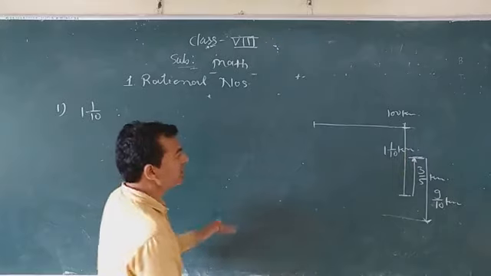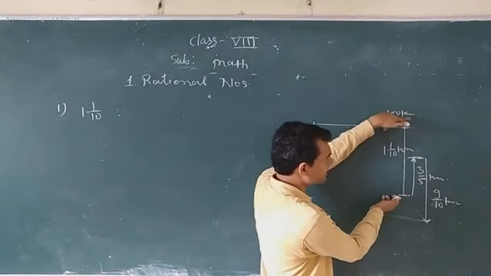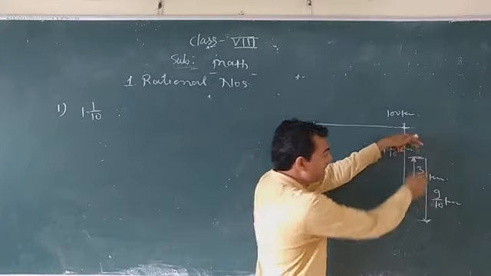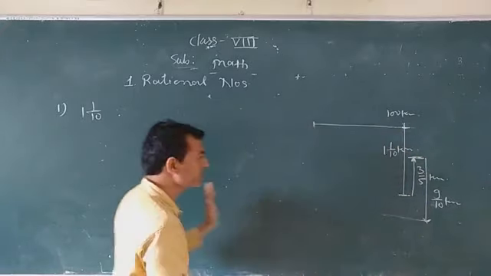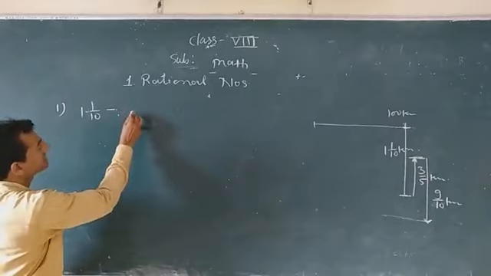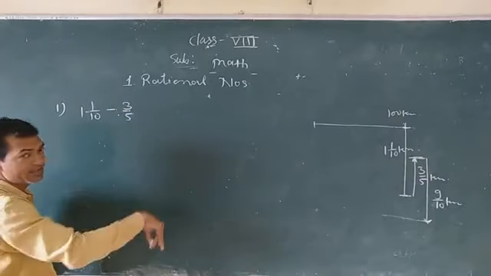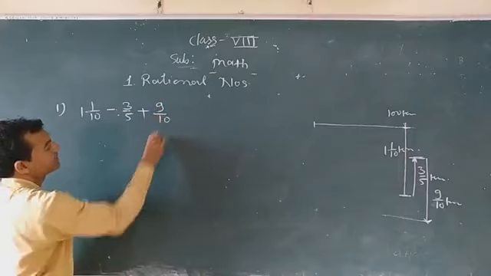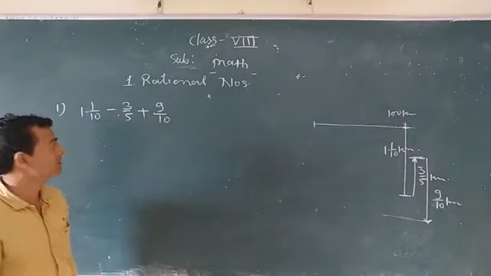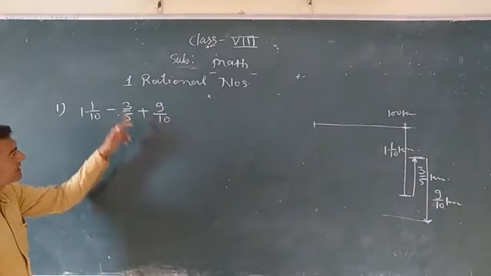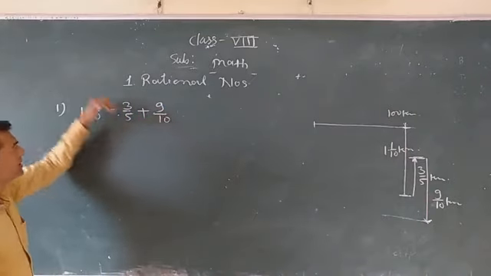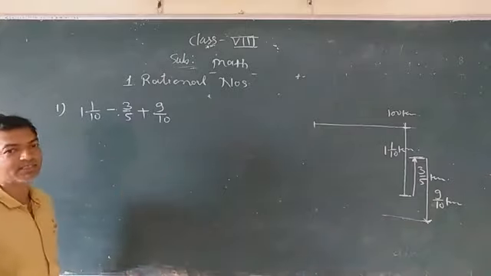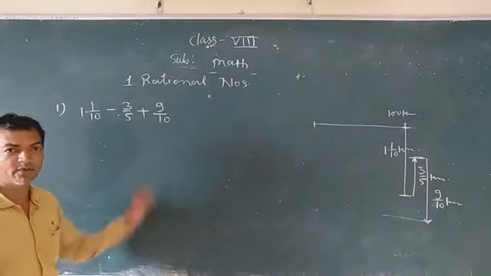What do you have to do? First distance is given, 1 integer 1 by 10, then you have to subtract this one and again you have to add this one. Okay, understood? So minus 3 by 5, and again it moves downward, so you have to add that distance, 9 by 10. In this way you have to find the answer. 1 integer 1 by 10 minus 3 by 5, plus 9 by 10. This is descending, this is ascending, again this is descending. So you have to add all these distances, then you can get the answer.